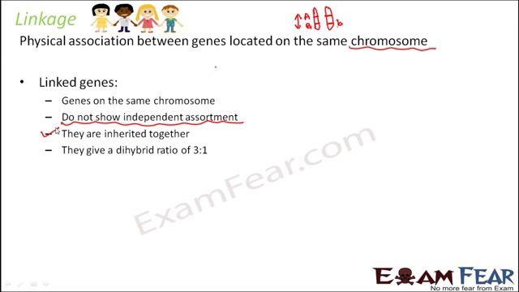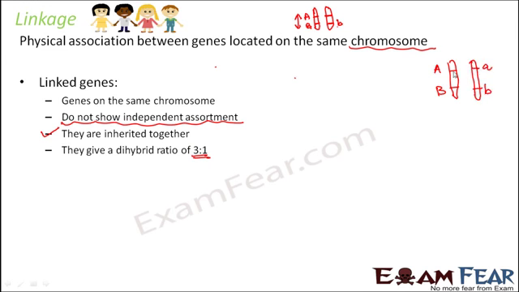So in case of linked genes, it has been seen that they have a dihybrid ratio of 3:1. So what do we mean by dihybrid ratio? If a dihybrid cross is performed for linked genes, it is seen that the ratio which is obtained is 3:1. So let us try to see how exactly it happens. Okay, let us take an example here. Let us suppose that we have two genes. Let us suppose this is a chromosome, and on this chromosome we have two genes A and B, and this is the homologous chromosome where we have their counterpart.